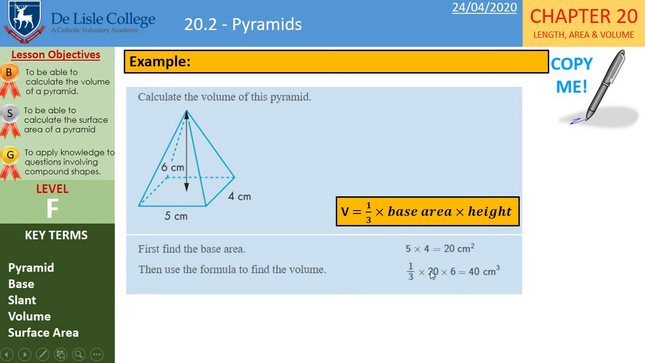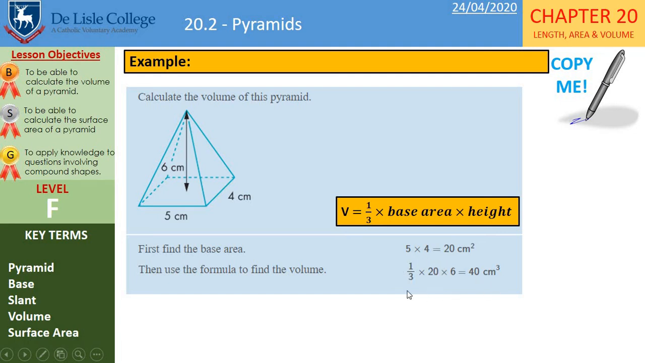So we're going to substitute in the other values that we know. So we've got our third. We've got 20, which is our base area here, and our height is 6, because here it goes from the apex to the base of the shape at a right angle. This time it's inside the pyramid. And if we multiply those 3 values together on our calculator, we get 40.